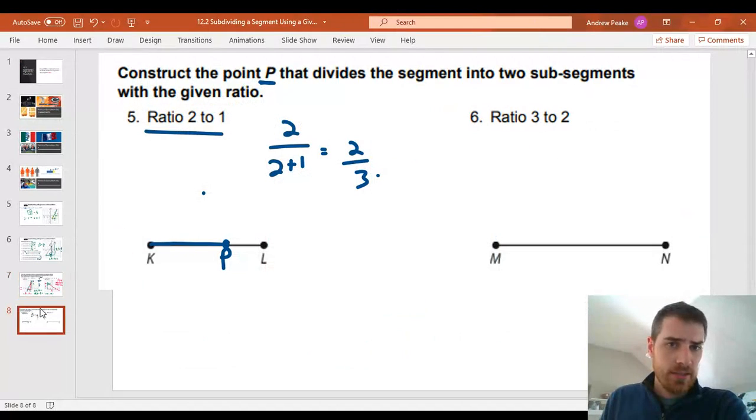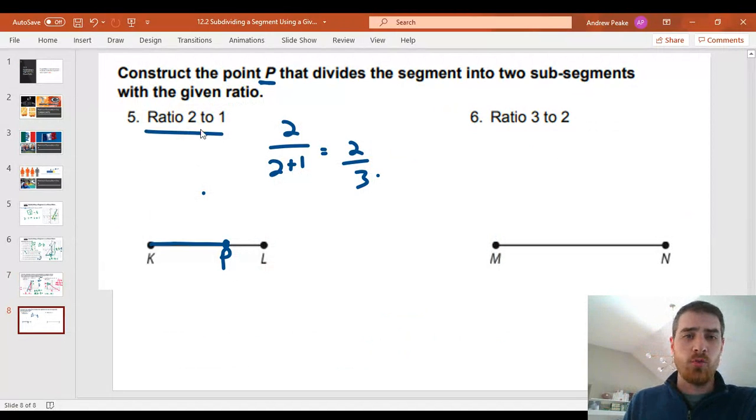Looking at 2 more here. So I already did number 5, where we had a ratio of 2 to 1, and we're making P being divided into segments. So in this case, if it's 2 to 1, we have 3 total parts. So we're trying to make it 2/3 of the entire segment. So in this case, KP would be seen as 2/3 of the entire segment.